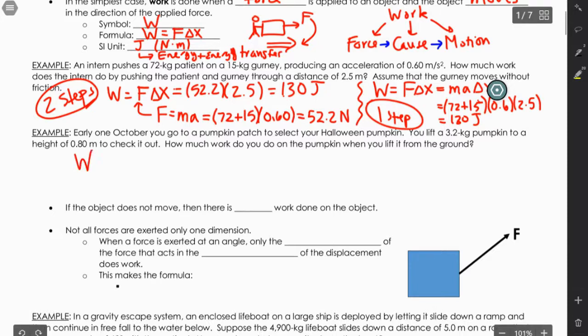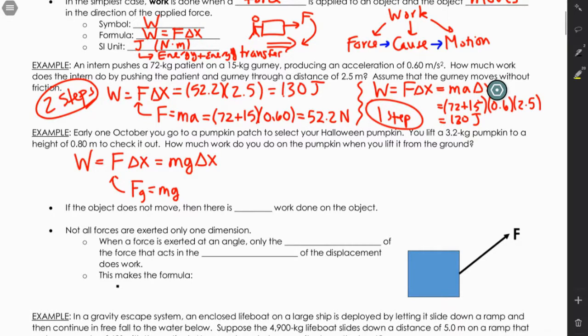Okay. So the way to think about it is if I'm lifting, what force do I have to apply to lift the pumpkin? Well, I have to apply the pumpkin's weight, right? At minimum, I would have to apply how much that pumpkin weighs. Okay, so I'm just going to put in the formula for weight, which is mg delta x. So we're going to do, say, 3.2 kilogram pumpkin. We'll use 10 for simplicity. And we're going to lift it 0.80 meters. And this is how much work are we going to do? We're going to do 26 joules of work.